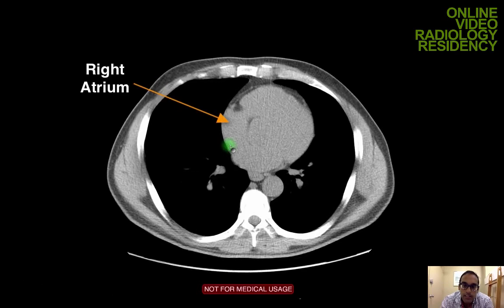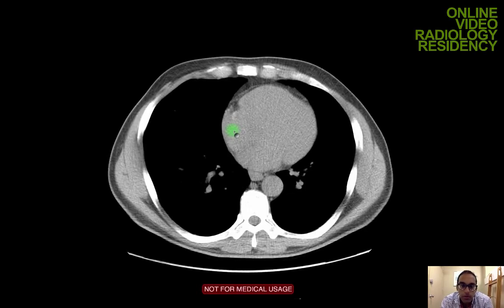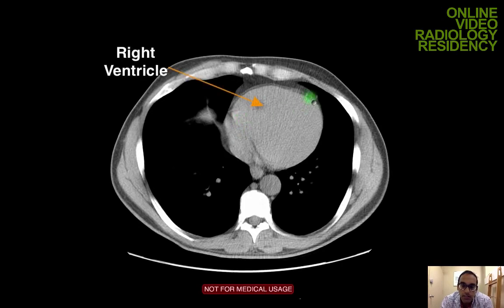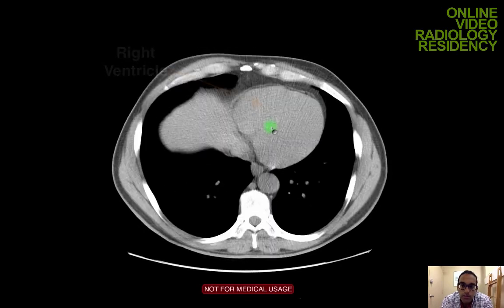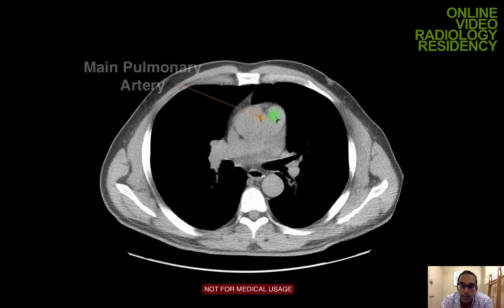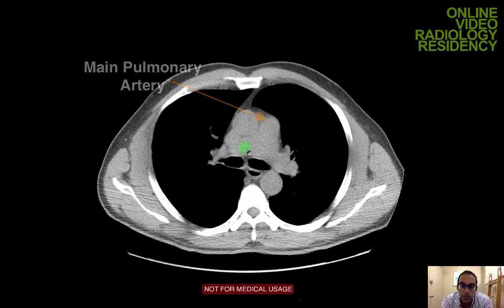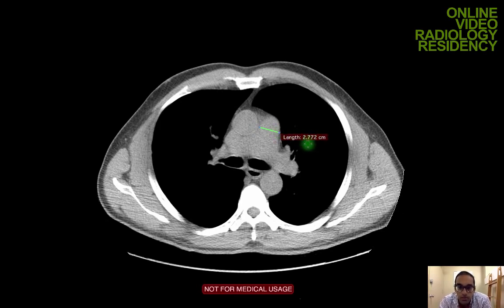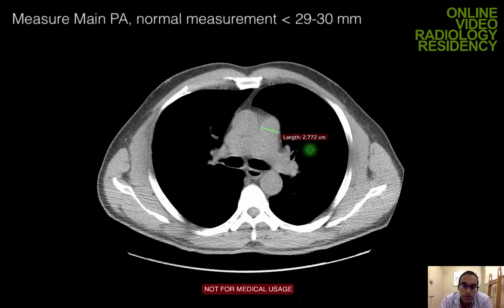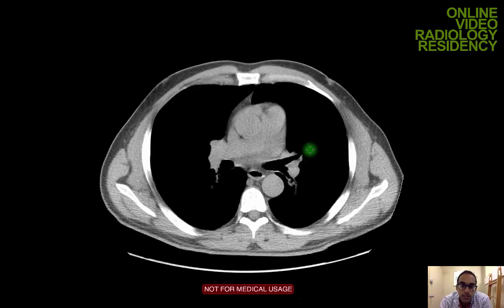And again, I'm not seeing the difference between the myocardium and the blood within the heart that well because there's no intravenous contrast, but I can at least see the right atrium. I can see here the right ventricle. Basically now I can assess the right ventricular outflow tract, which is right here. I can see the main pulmonary artery and the right and left pulmonary arteries. And I basically want to get a measurement of the main pulmonary artery and exclude pulmonary arterial hypertension. So this person is at 27 millimeters, which is normal. And the upper limit of normal would be 29 to 30 millimeters.